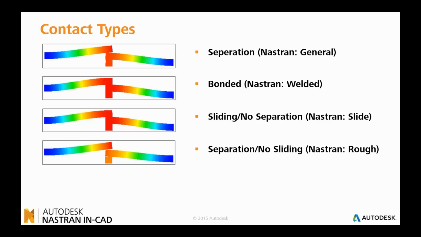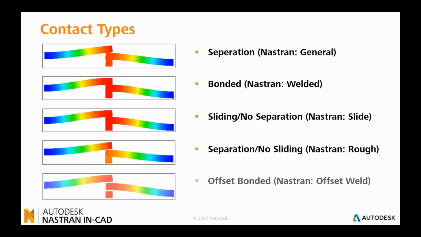So where you've got parts that will actually be able to pull away from one another, but unable to actually slide past one another. And then you get offset bonded, and this is often used in an environment where you're analysing plate structures where there might be weld gaps, or you might be using shell elements, and because of the way that the study is set up, there's gaps between shell elements, enabling you to create that offset bonded contact.